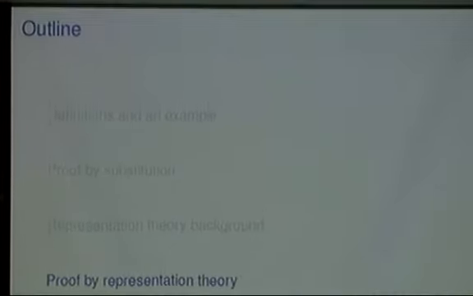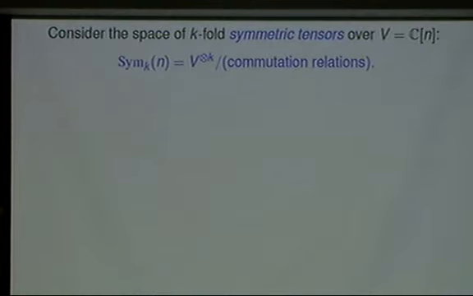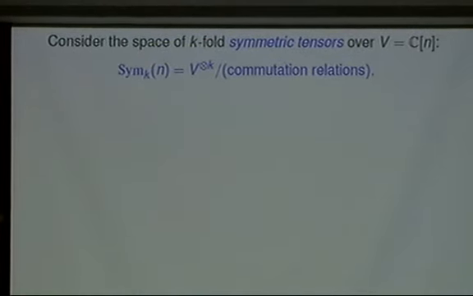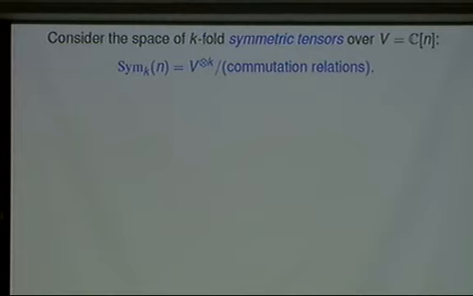Okay, so now let's go back to our example, and let's see how we would prove it by representation theory. So here is that isomorphic module that we're going to need. It's the space of k-fold symmetric tensors. So take your original vector space generated by the numbers 1 through n as vectors. Take its k-fold tensor product. Now, in a normal tensor product, U tensor V is not the same as V tensor U. So mod out by all the relations you need to make all the tensors commute.